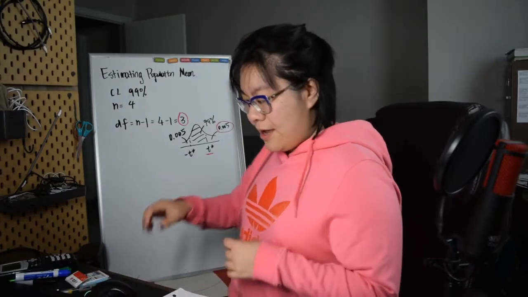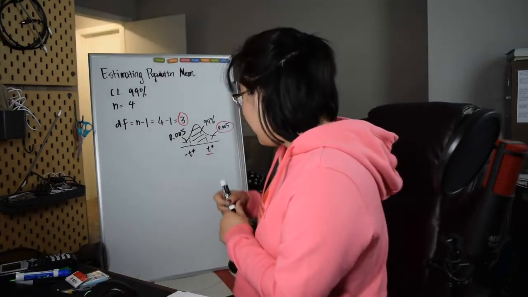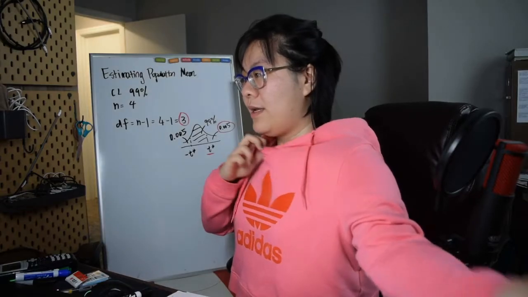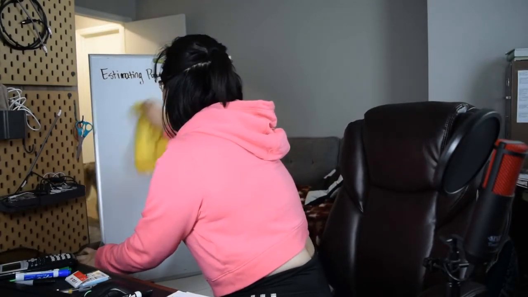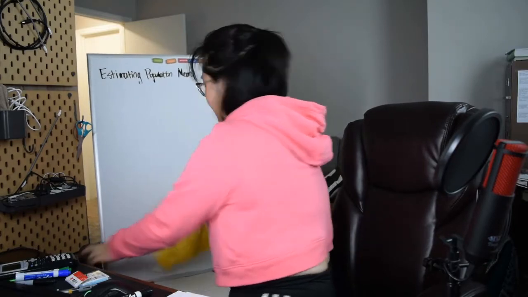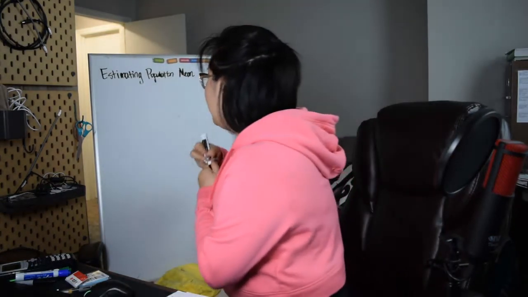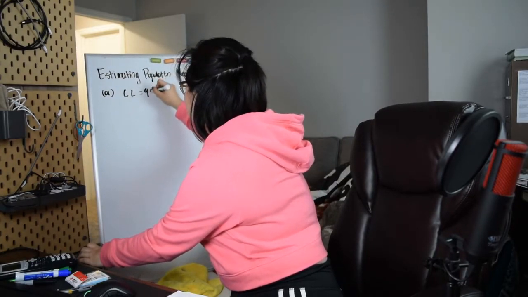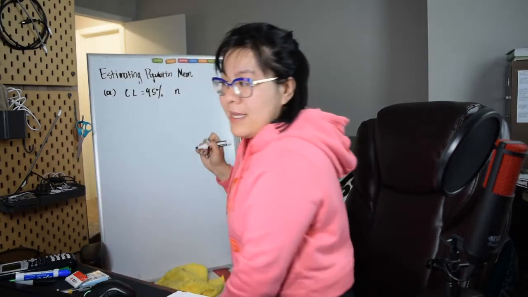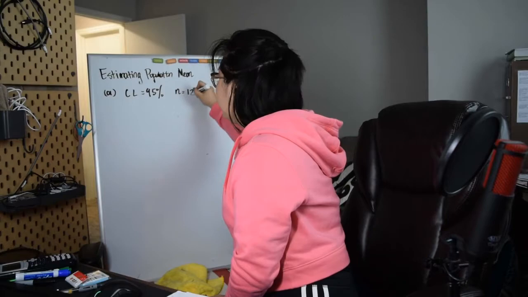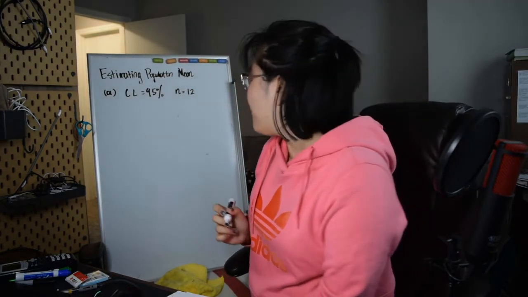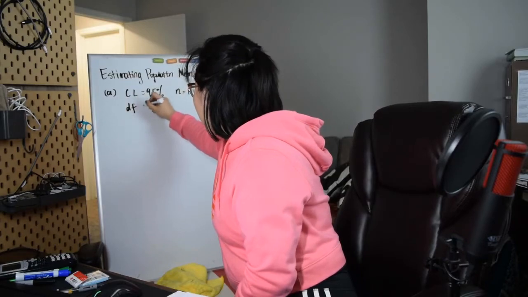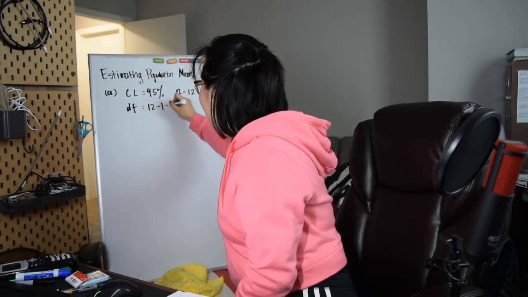I will copy down the example over here. Let me erase the old one. So this one, A, we have confidence level 95%, and our sample size n is 12. First of all, we want to find the degree of freedom. Degree of freedom is 12 minus 1 equals 11.